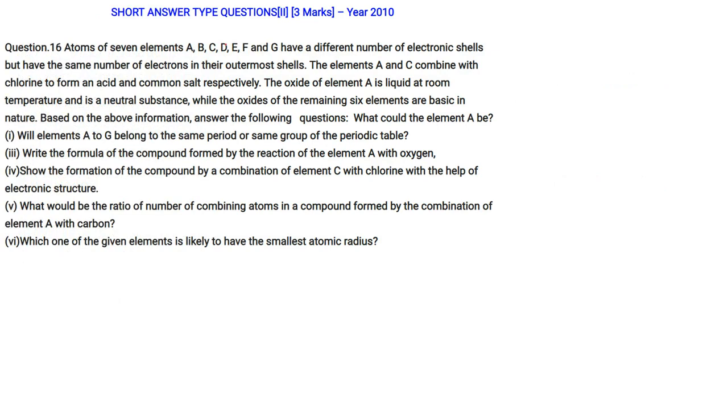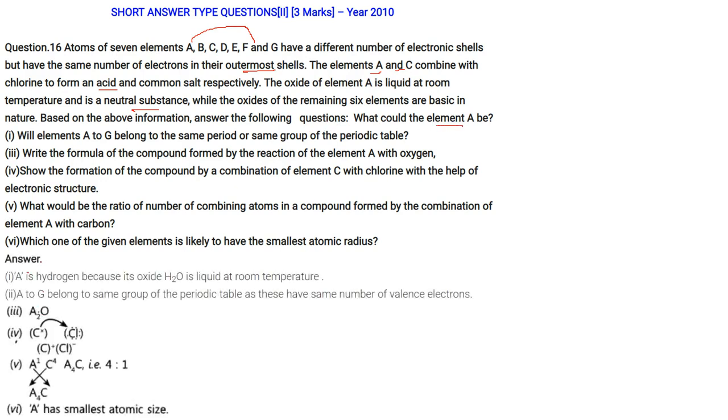Atoms of 7 elements A to G have different numbers of electronic shells, but the same number of electrons in their outermost shell. The elements A and C combine with chlorine to form an acid and common salt respectively. The oxide of element A is a liquid at room temperature and a neutral substance, while the oxides of the remaining 6 elements are basic in nature. Based on this information, we have to answer these. What could be the element A? It is clearly hydrogen, because its oxide, H2O, that is water, is liquid at room temperature.